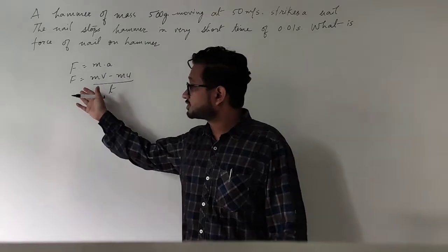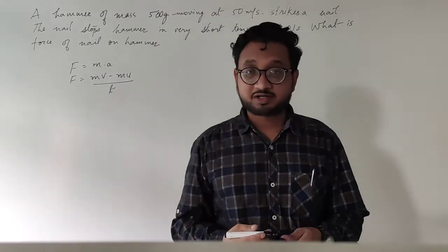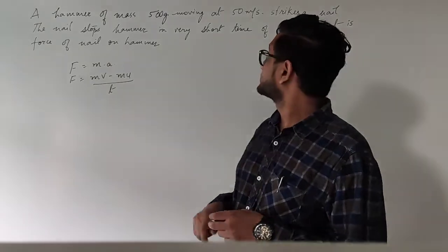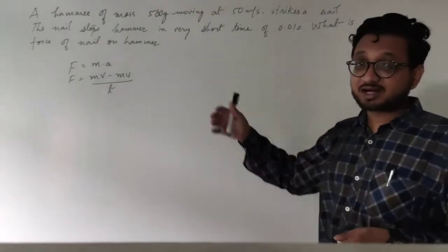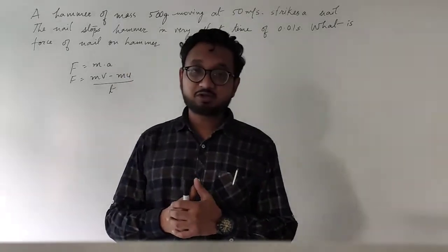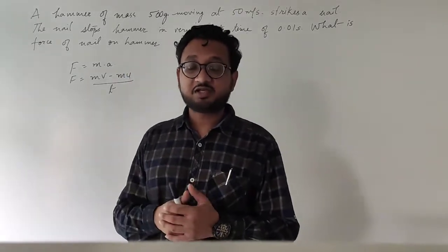Force is directly proportional to the change in momentum upon time taken. So we have initial velocity, final velocity, and we also have the time. We also have the mass that has been given as 500 grams. So all you need to do is substitute all the values in this equation and you will get the answer.